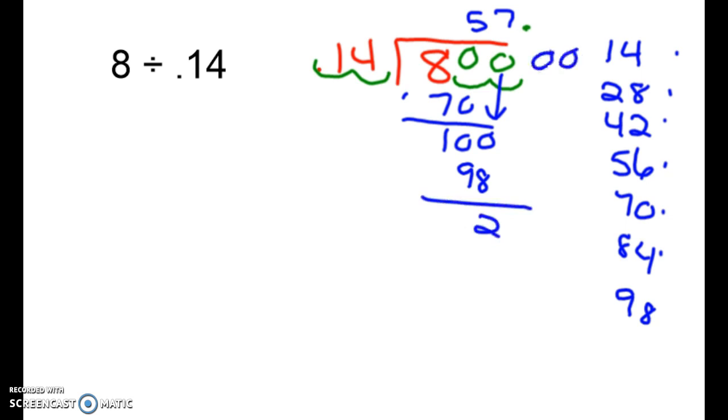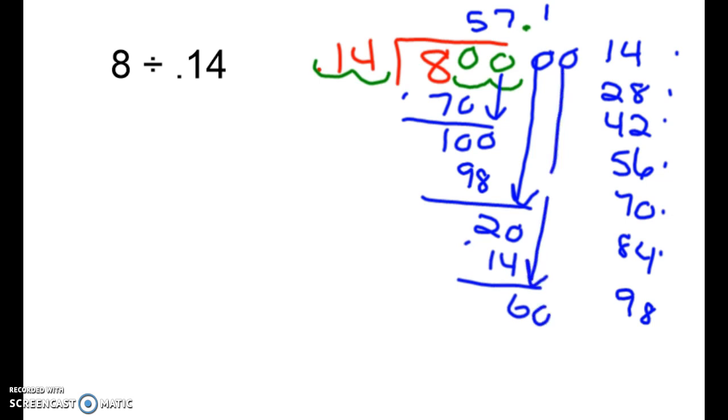You don't need to put a decimal because the decimal is already there. So you're going to bring down a couple of zeros. 14 goes into 21 1 time. That's 14. I subtract, I get 6. I bring down my other 0. 14 goes into 60 4 times, and that is 56. And I'm done because I've already gone 2 decimal places, so my answer is 57.14.